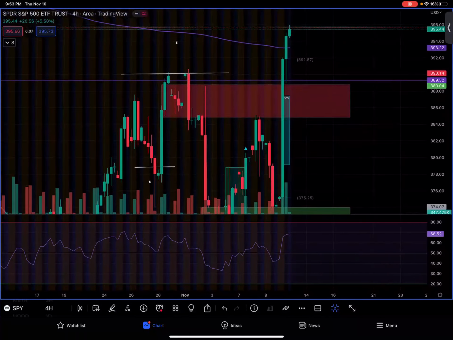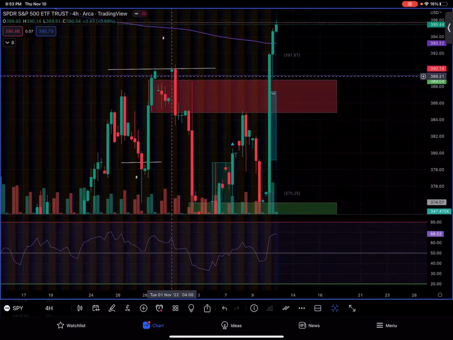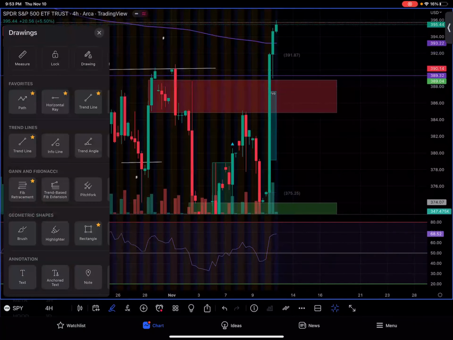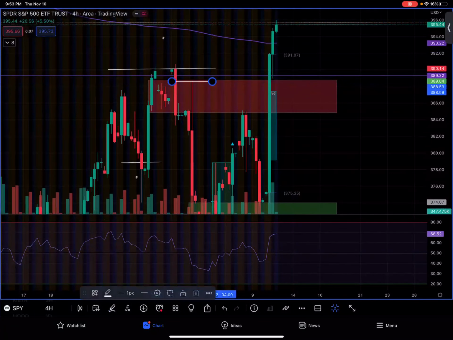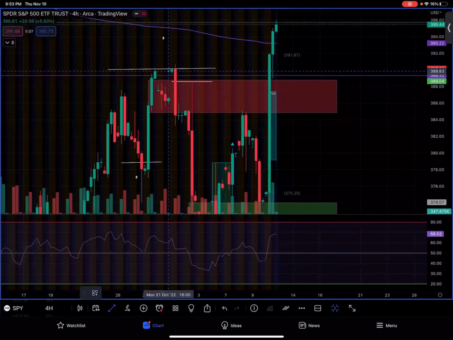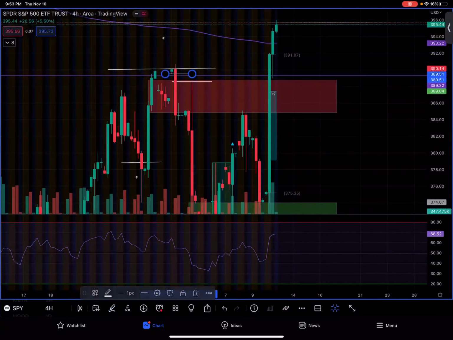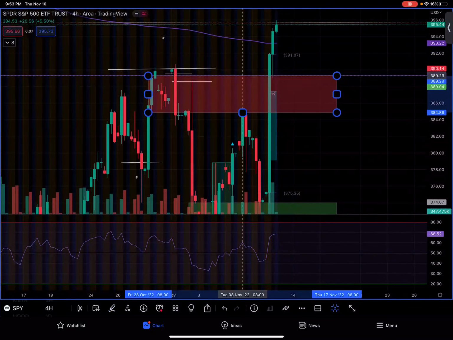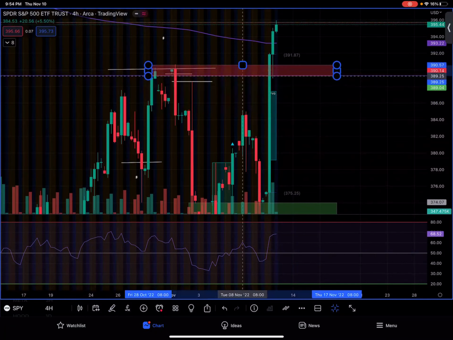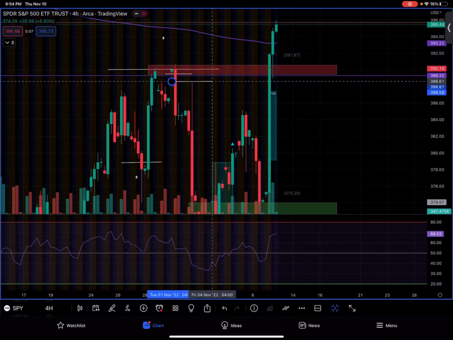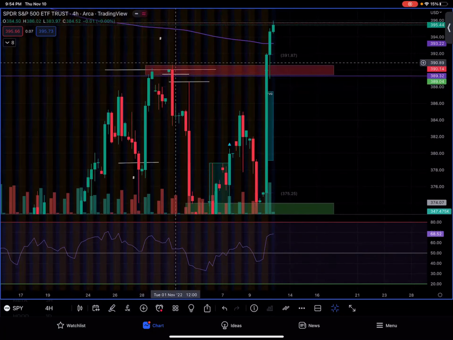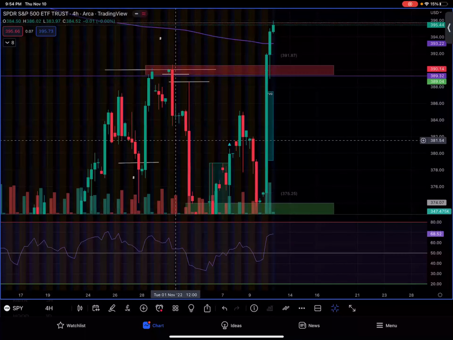As we can see here, these wicks do not touch. So this is an imbalance that was left behind at the most extreme supply. So price's reason for coming back up here was to fill in this imbalance. The wicks aren't touching. So you have our first green candle before an aggressive push to the downside.